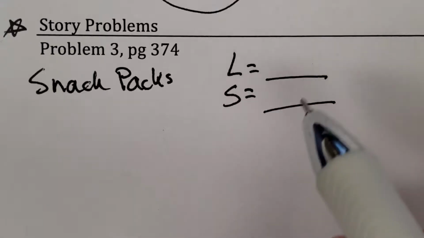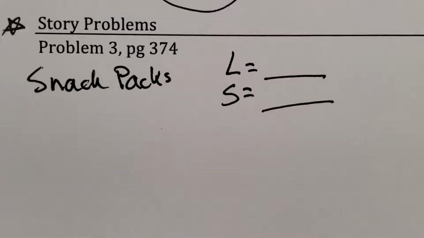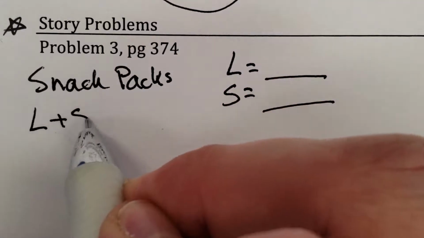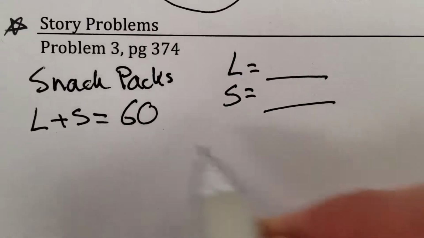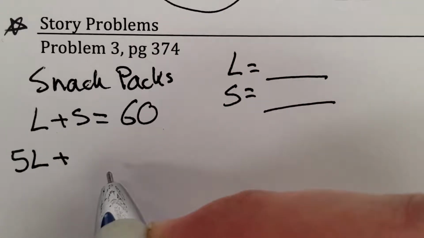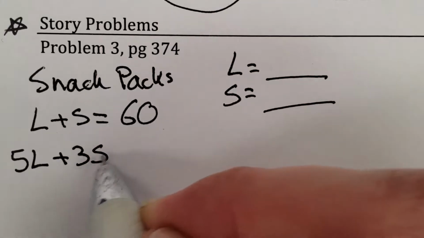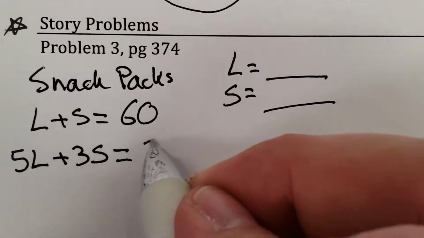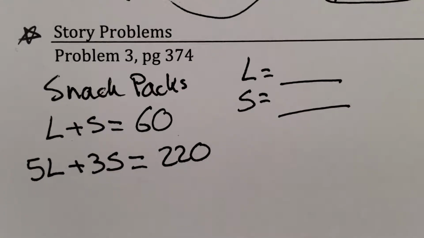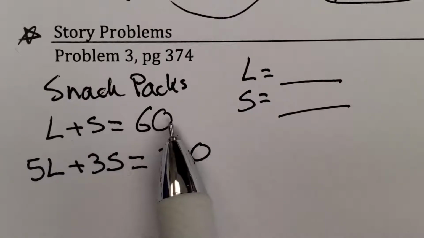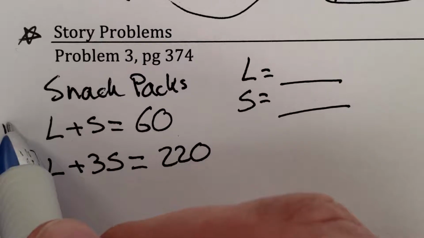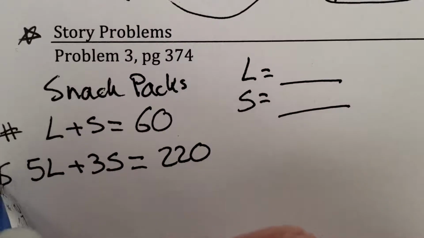So basically, you're going to need to find both anyway. But here's where I would start. It said they sold together 60 snack packs. It was $5 for a large, and it was $3 for a small, and together they made $220. So that's what I would set up. One of our situations talks about just the number of packs, and the second one talks about the money.